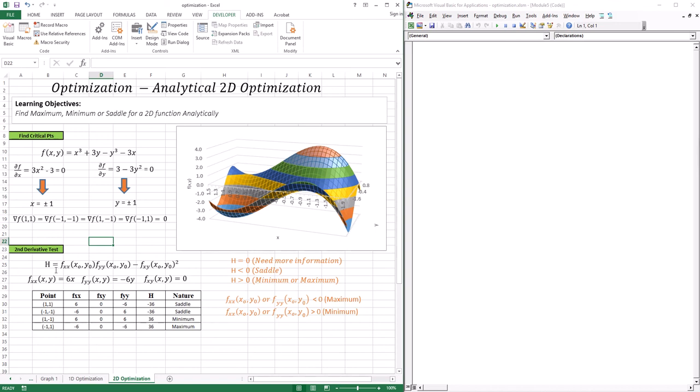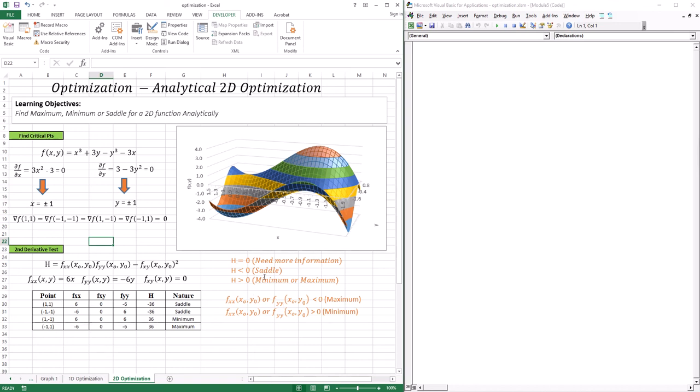Now, the value of this h is going to define what you have. And as you see here on the right is the criteria that you have. If h is equal to 0, we need more information, okay? And those are rare cases. Now, if h is less than 0, you would classify it as a saddle. If h is greater than 0, it's either a minimum or a maximum. So you need another criterion to meet.